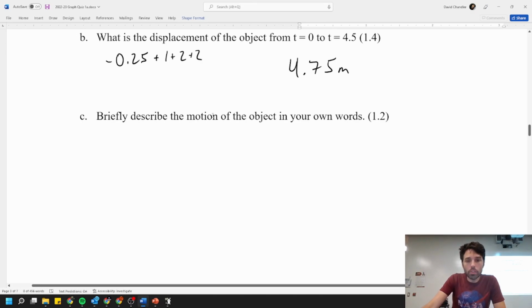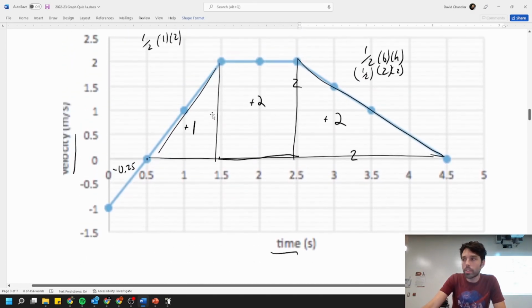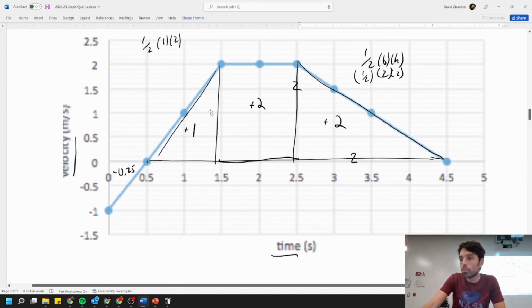Briefly describe the motion of the object in your own words. Okay, I'm just going to talk about this. I'm getting tired of writing, and I don't want the video to be too long.